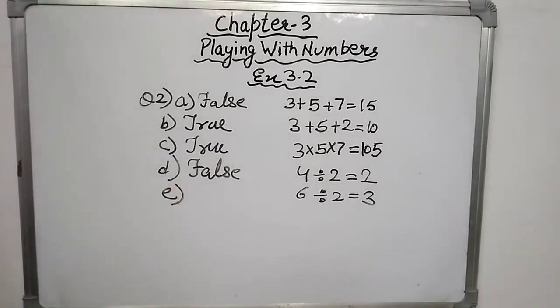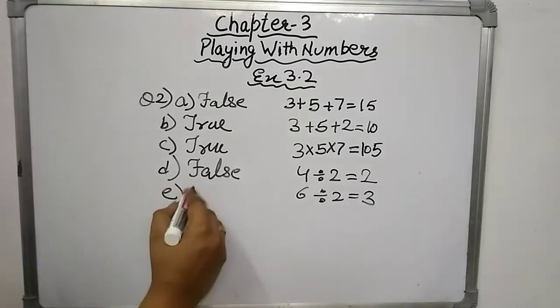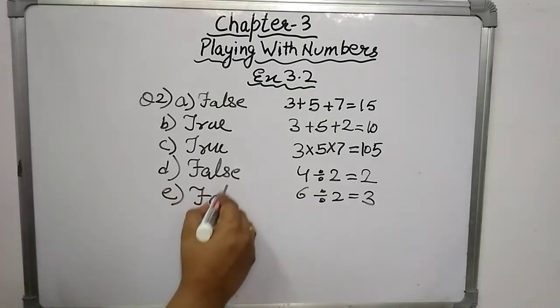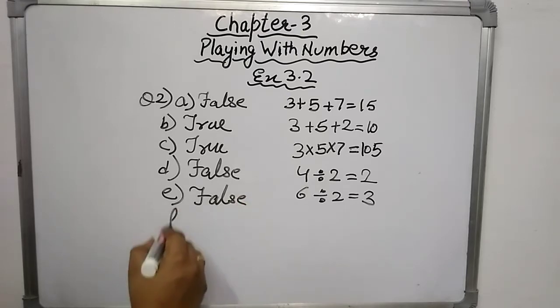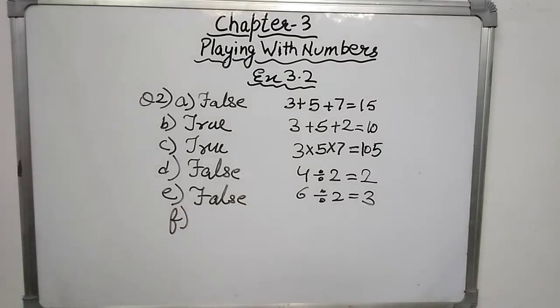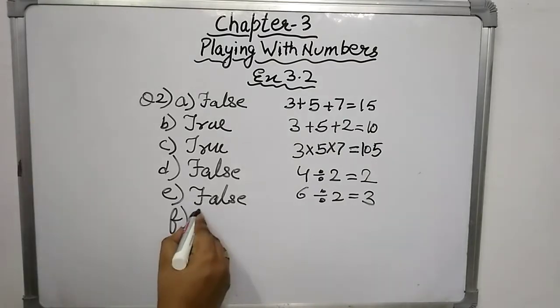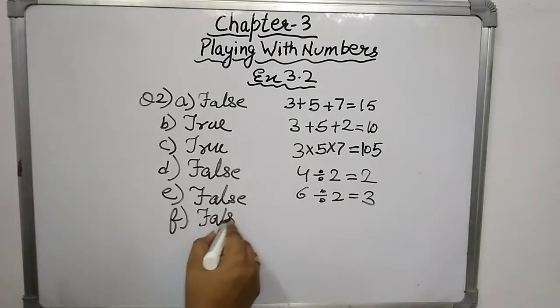Next statement. All prime numbers are odd. This is false because we know 2 is an even prime number. Next is prime numbers do not have any factors. Is it true? No, this is false. Prime numbers have at least two factors. So this is again false.